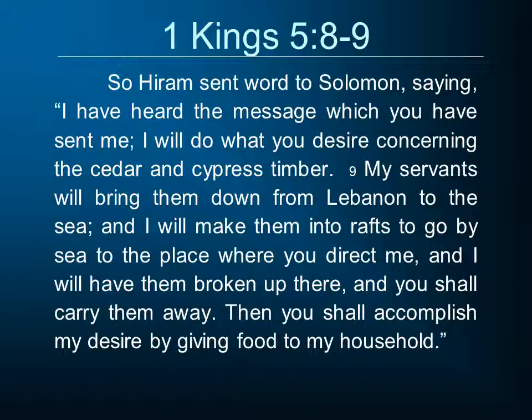I will make them into rafts and go by sea to the place where you direct me, and I will have them broken up there, and you shall carry them away. Then you shall accomplish my desire by giving food to my household. So it's a mutual arrangement where Hiram is supplying Solomon with cedar wood for the building of the temple, and Solomon is going to be supplying Hiram with food for the household.